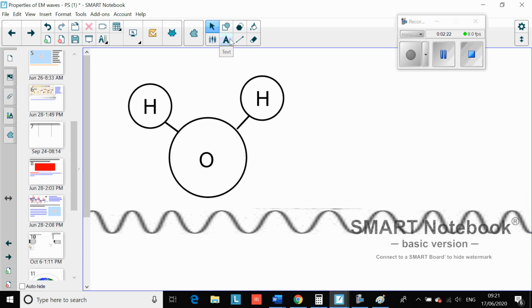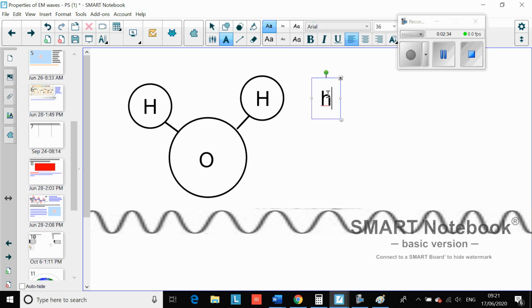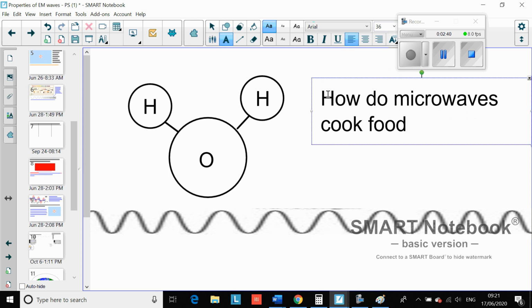So what I'd like to do is pause the video and just quickly explain how microwaves allow our food to be cooked in a microwave oven. So let's just put the task in. Basically, how do microwaves cook food?